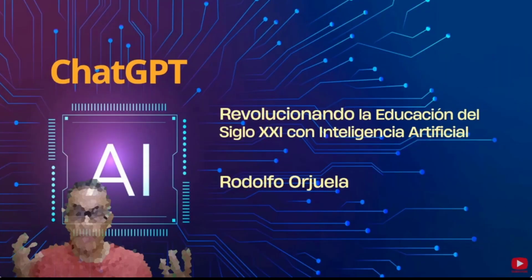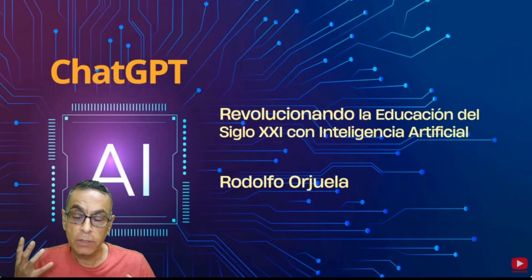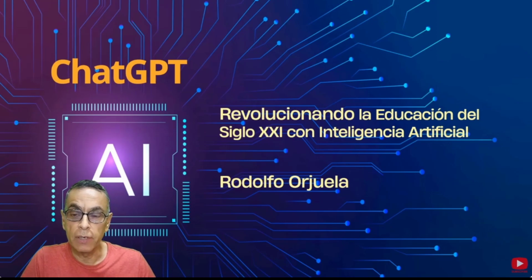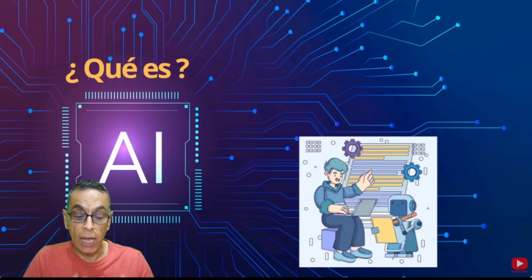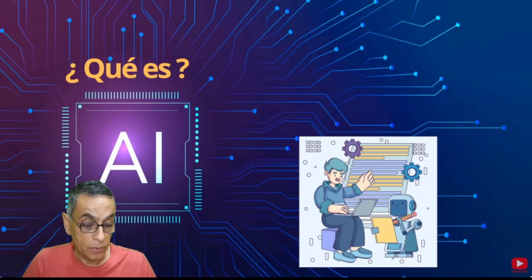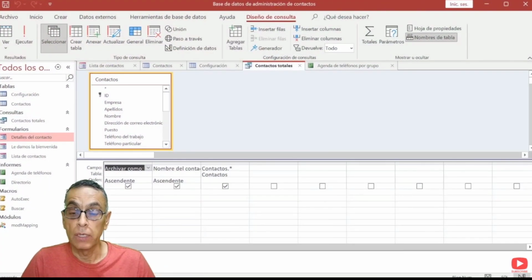Very good, here we are, and we are going to see three or four slides of this presentation that I did in Moodle Colombia. What we are going to do is revolutionize education in the 21st century with artificial intelligence through this tool called ChatGPT. How this worked before was the software that I taught a while ago. It is called a relational database, and we do it with a tool called Access.